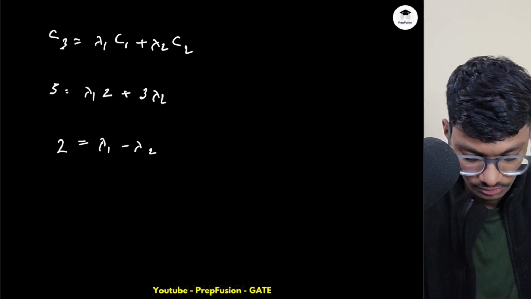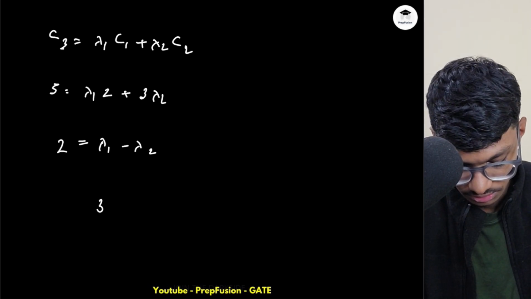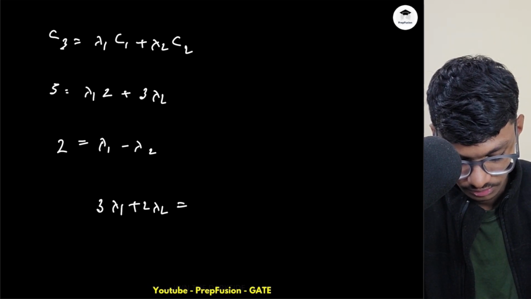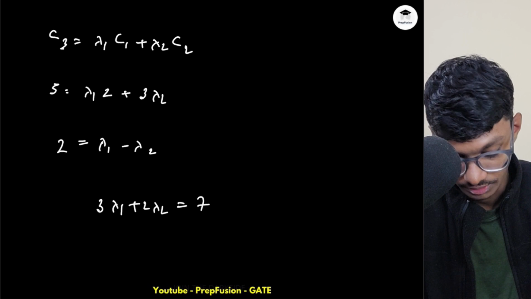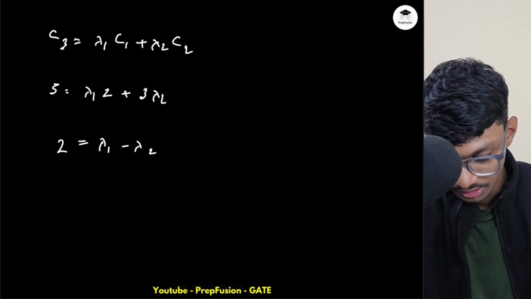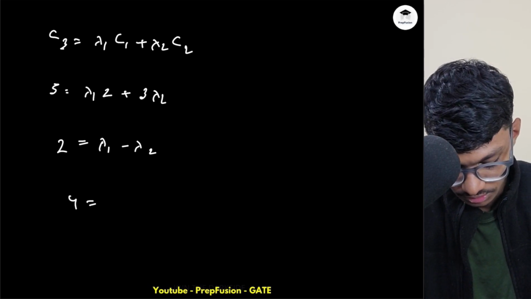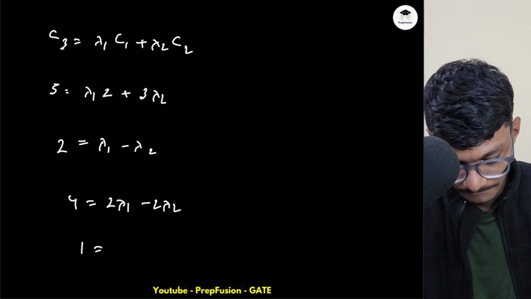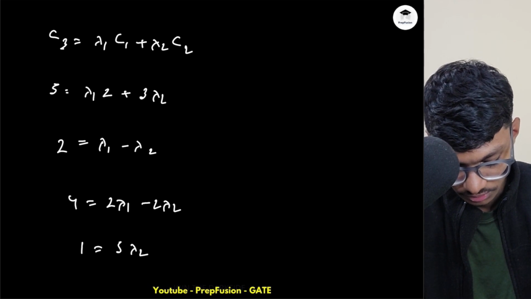So this is simply equal to 3 lambda 1 plus 2 lambda 2 equals 7. Okay, I need to cancel one. Sorry. So basically if I multiply 2 with this, 2 lambda 1 minus 2 lambda 2, then if I subtract, this will be 2, this will be 5 lambda 2. So lambda 2 equals 1 by 5.